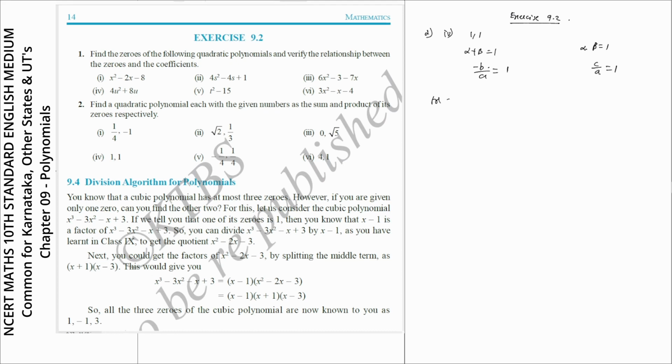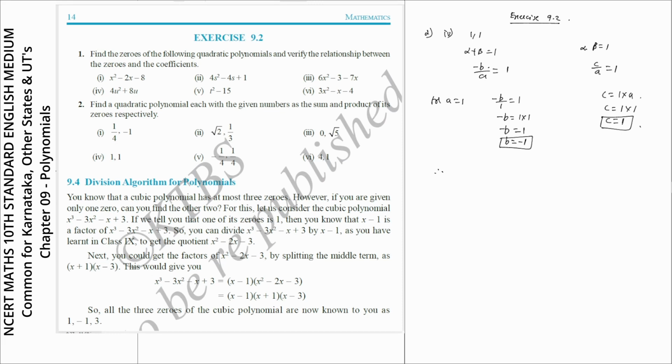So for a is equal to 1, I will get minus b by 1 is equal to 1, or if I cross multiply, minus b is equal to 1 into 1. So 1 into 1 is 1 only. So minus b is equal to 1, or b is equal to minus 1. Okay. So here c is equal to 1, or c is equal to 1 into a, or c is equal to 1 into a is 1. So c, 1 into 1 is 1. So c is equal to 1, b is equal to minus 1.